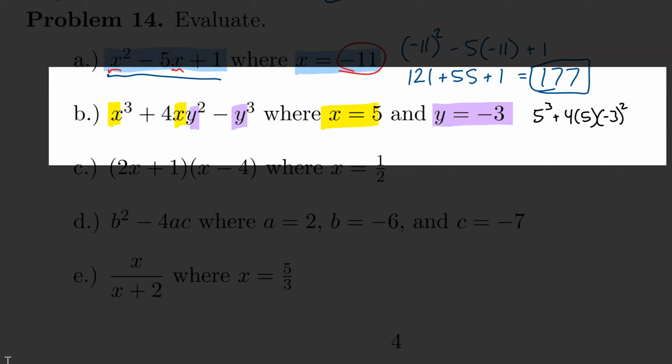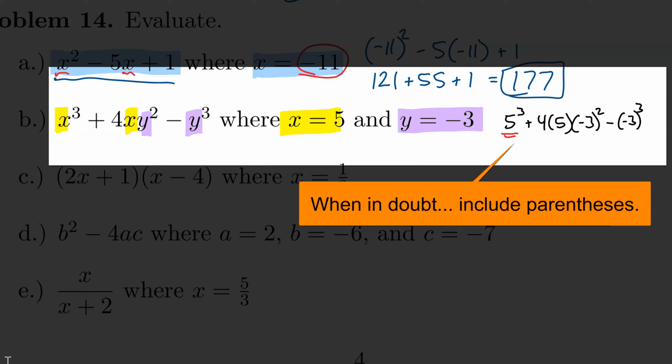Notice that I didn't put parentheses around that initial 5. It wouldn't hurt to put them, but I don't need them. Whereas I do need them around these other parts of the expression, because I want to make sure the entire negative 3 gets squared, and I want to make sure that I interpret the 4 and 5 as multiplication and not 45.